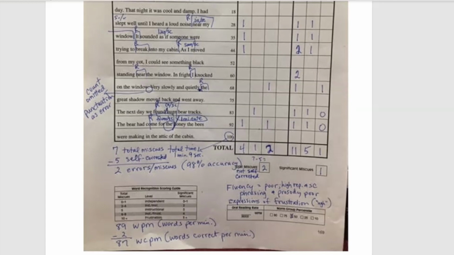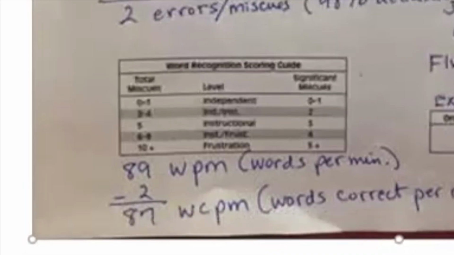And this isn't necessarily just because she only has 2 non-self-corrected errors, and it appears, if you look at the chart, that this might be at her independent or instructional reading level. If you look at total miscues, she only has 2 total miscues that weren't self-corrected, and that puts her in the range 2 to 4, which is independent or instructional. If you go on significant miscues, she only had 1, and that would put it at independent level text.